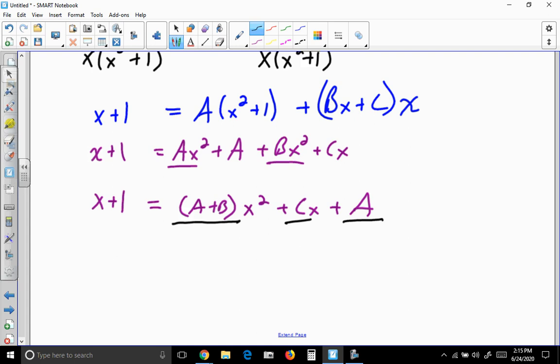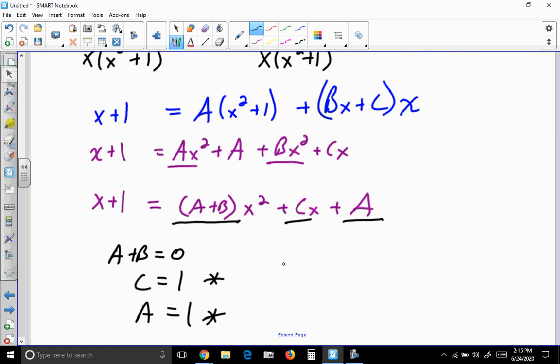So on the right side, we have a plus b. That's how many x squareds we have. On the other side, we have no x squareds. So we need our coefficient of x squared to be 0 so that they match. On this side, the coefficient of x is c. On the other side, the coefficient of x is 1. And on this side, our constant is a. On the other side, our constant is 1. So notice those have a and c by themselves. The only unknown we don't currently know is b.